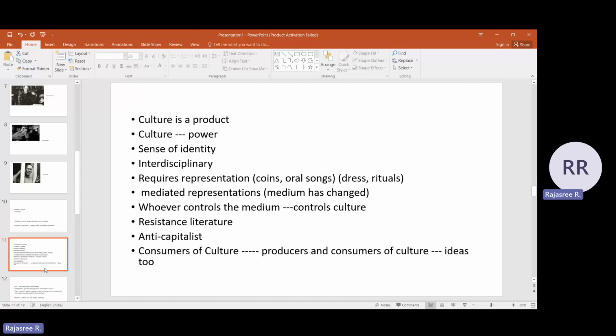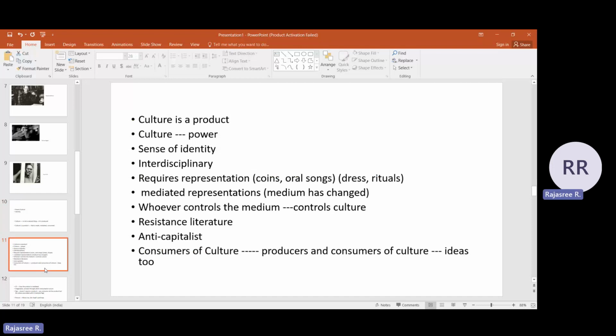We have oral songs, like when we sing "Maveli naadu vaanidum kaalam", in one way we are representing our culture. Similarly, so each and every time period had this type of representation. Only thing is it varied. And another aspect is that see what I told you, mediated representations. Everywhere there is a medium. Only thing is that medium has changed from the past times to the present time.